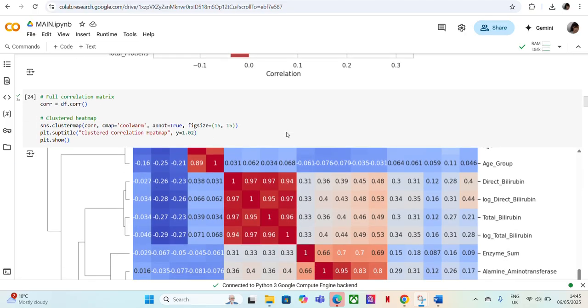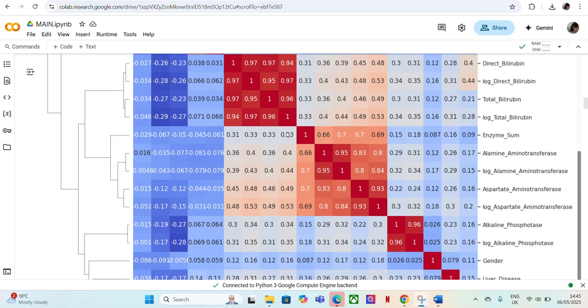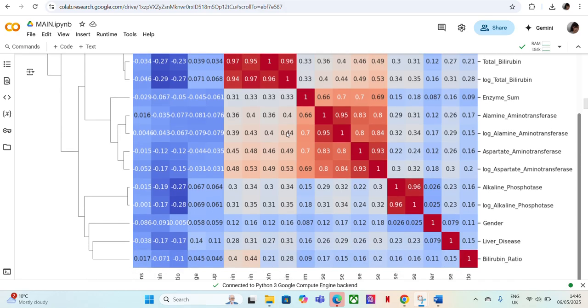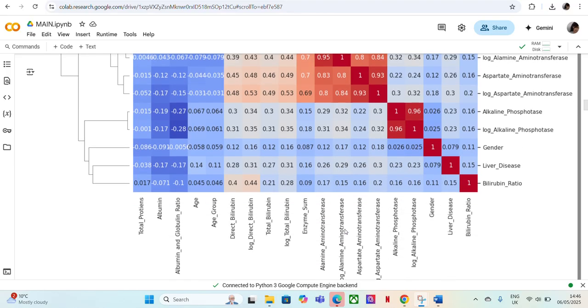Next is the full correlation matrix. This is showing the relations between the features. Diagonally it is represented.